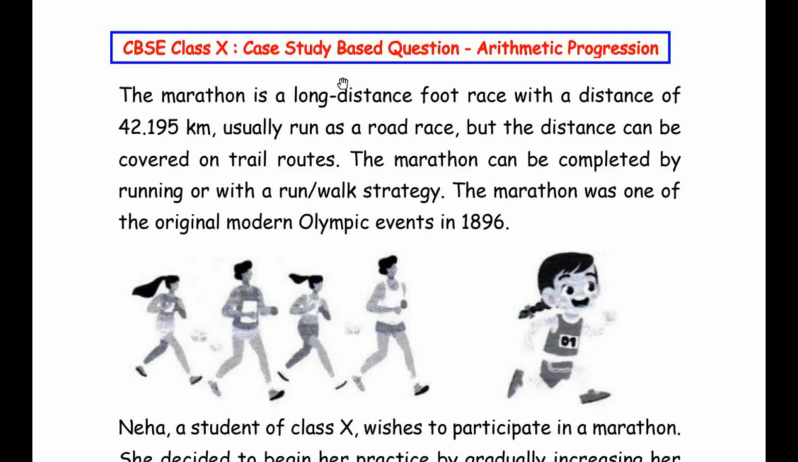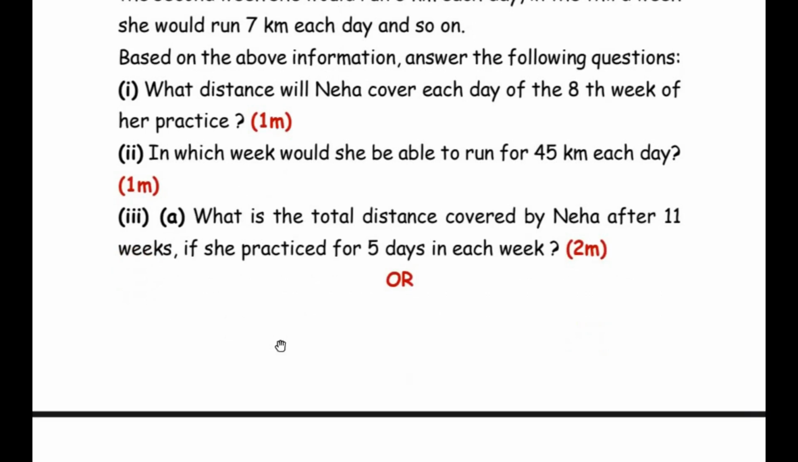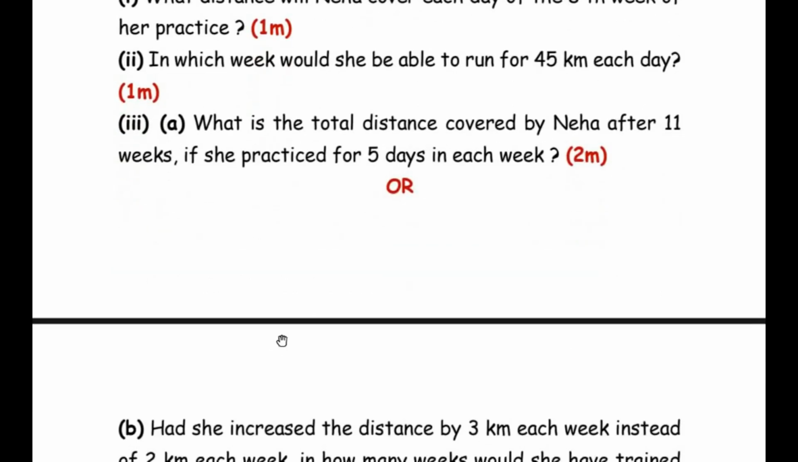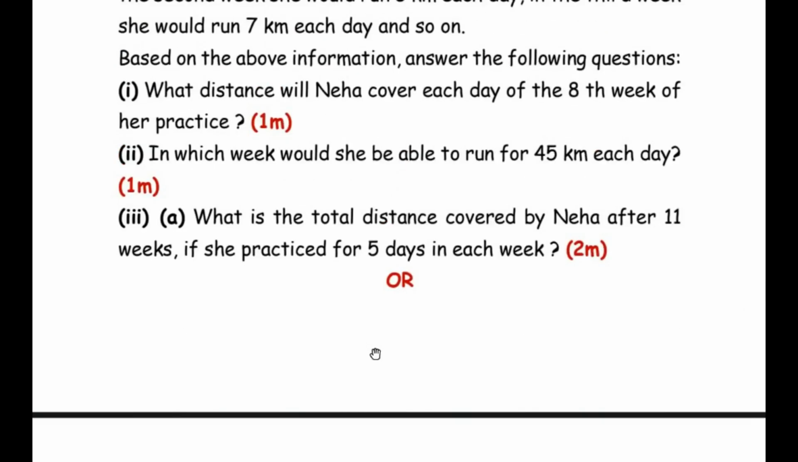In this video we are going to solve a case study based question from the arithmetic progression chapter. Now this question has 3 sub questions. The first sub question is of 1 mark, the second one is for 1 mark, and the third sub question is for 2 marks, and it has an OR question as well. That is, either you can attempt the first one or the second one. So let us start with the first sub question now.